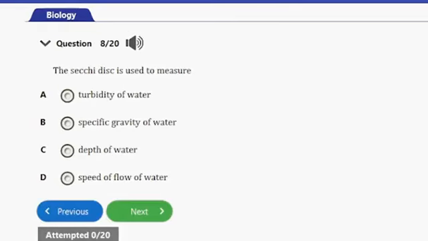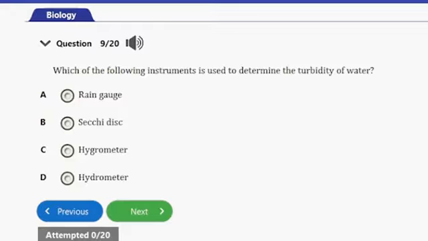Question number 8. It says the Secchi disk is used to measure A, turbidity of water, B, specific gravity of water, C, depth of water, D, speed of flow of water. So guys, the answer to this question is option A, and that's turbidity of water. Let's consider the next question, guys.